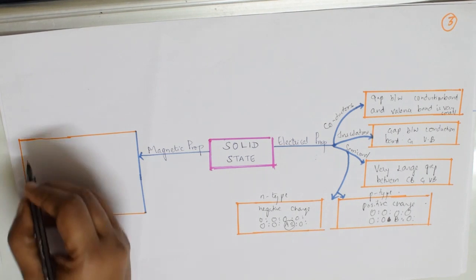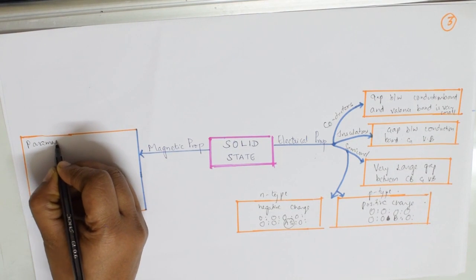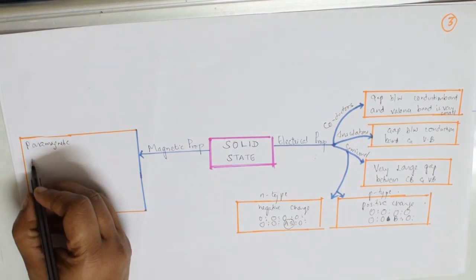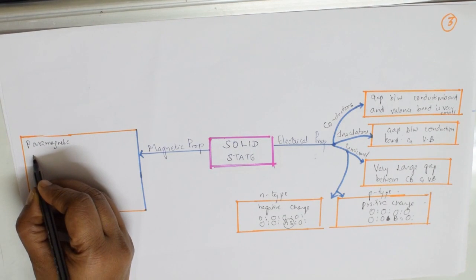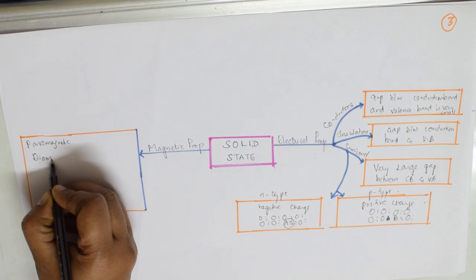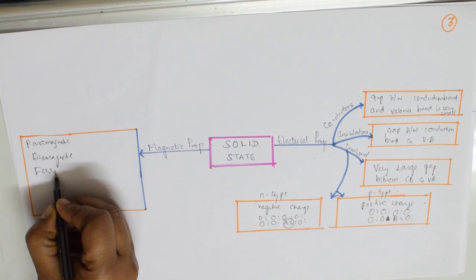Next comes the magnetic properties. When we are studying magnetic properties, we are going to study under 5 different categories. Paramagnetic behavior is one of the categories of magnetism. Next would be diamagnetic in nature. Next would be ferromagnetic in nature.